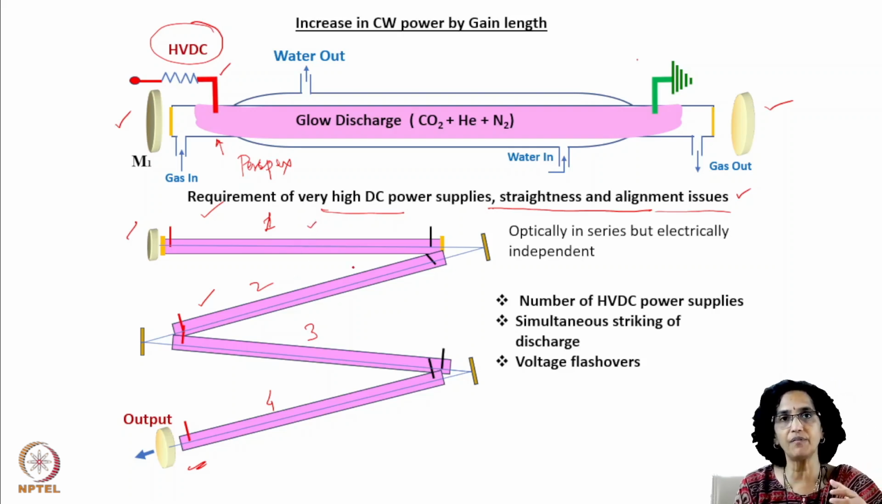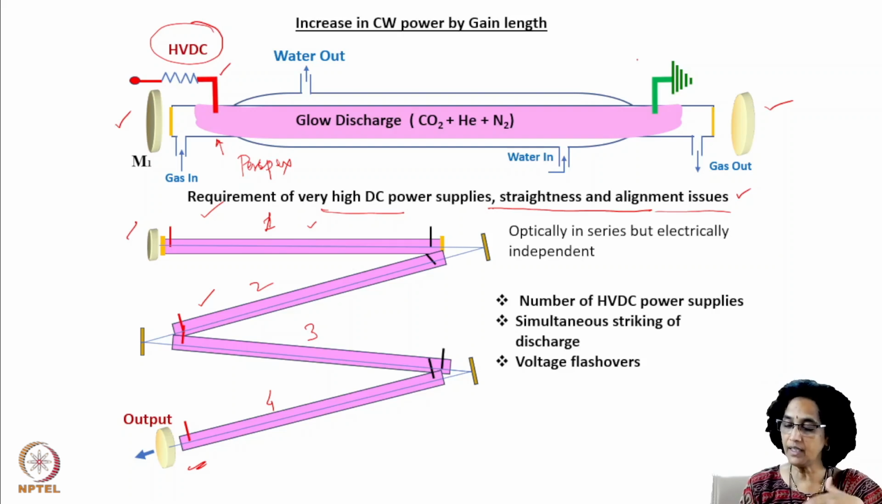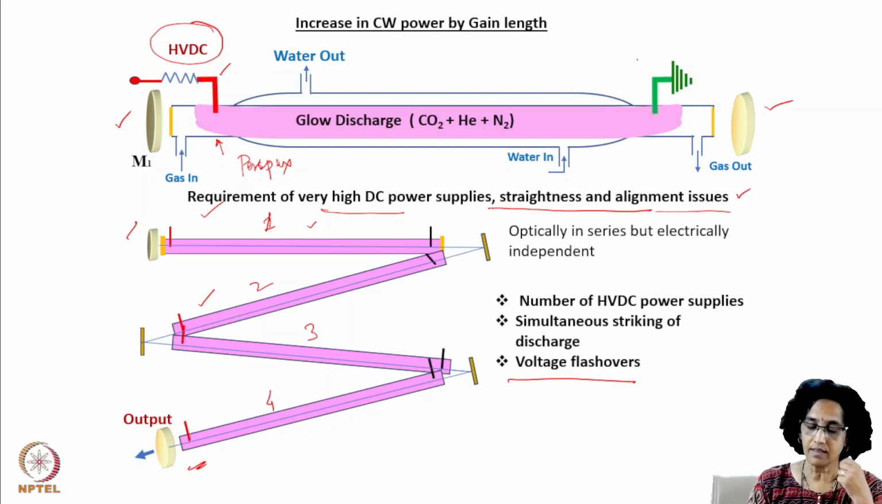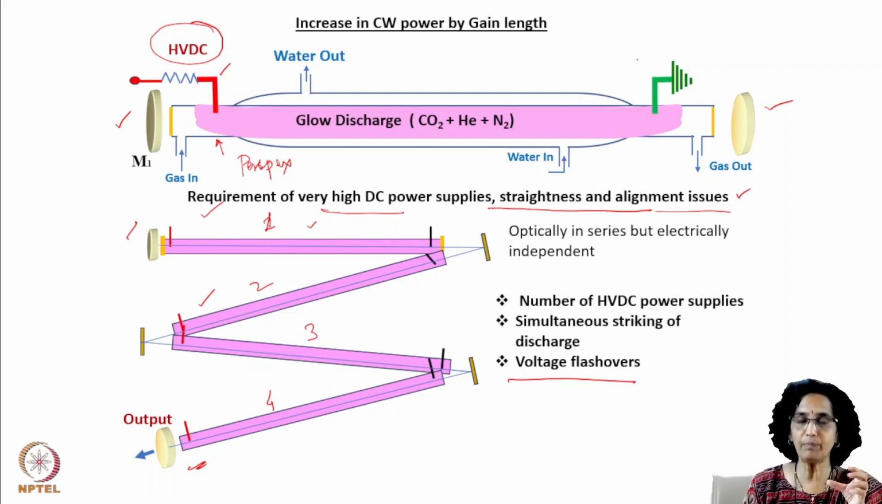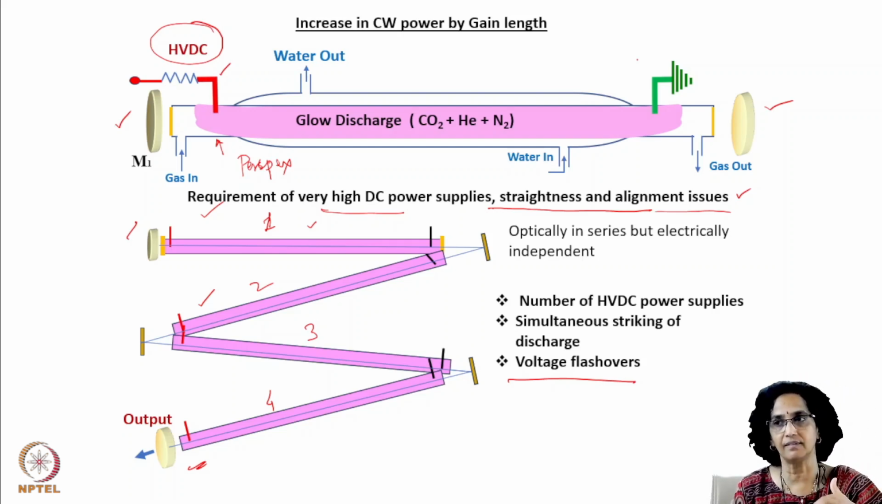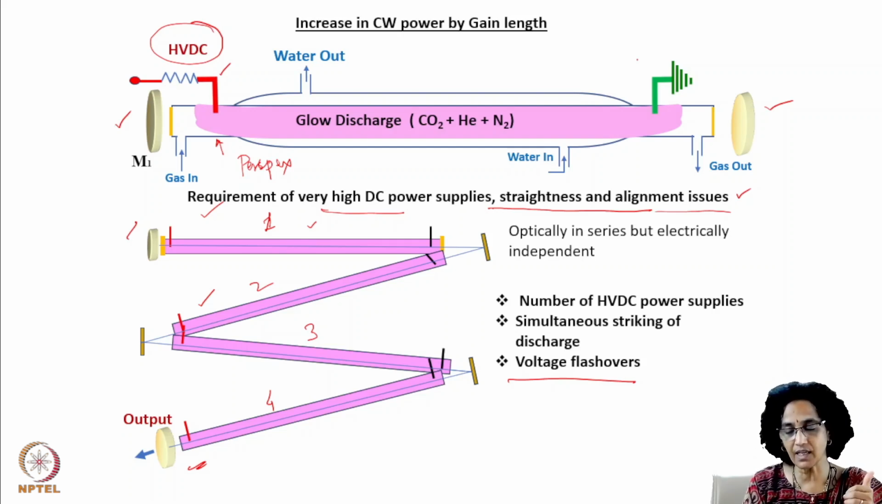You see the number of discharges, you have those many independent power supplies. Then there can be voltage flashovers. We are talking about, say, 1 meter, I'm saying 20, 25 kV DC. So when you have 25 kV DC, then there can be voltage flashovers, which become very common. And therefore, this is one method people use for limited output, for example, 500 watt or 250 watt, 300 watt. Such zigzag configurations are used, but not beyond that.